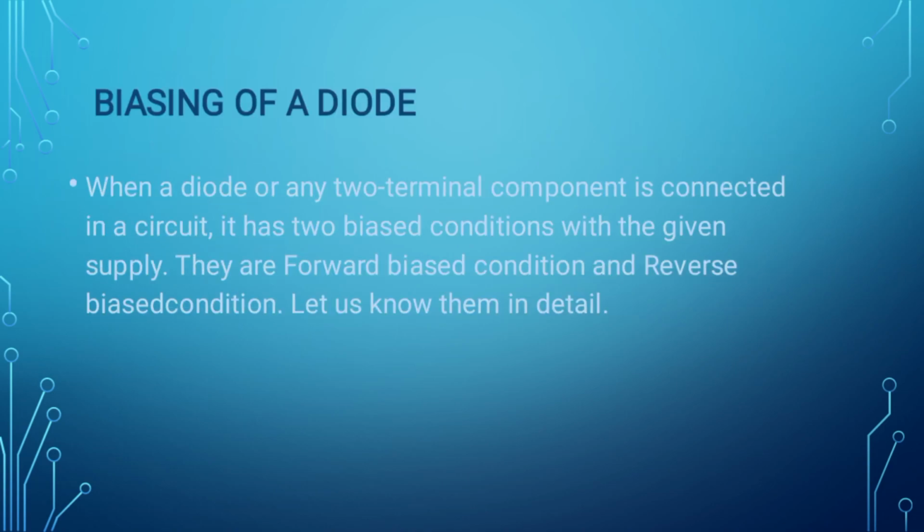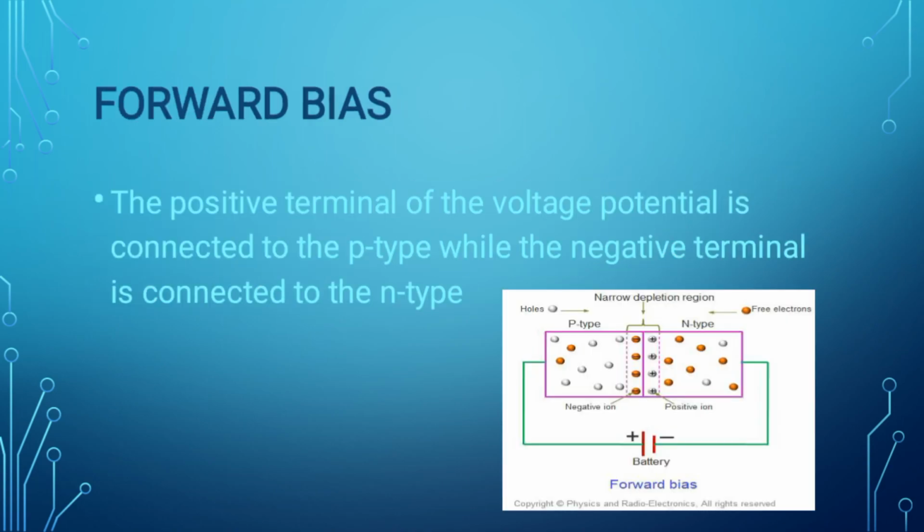Biasing of a diode. When a diode or any two-terminal component is connected in a circuit, it has two bias conditions with the given supply. They are forward bias condition and reverse bias condition. Let's know them in detail.